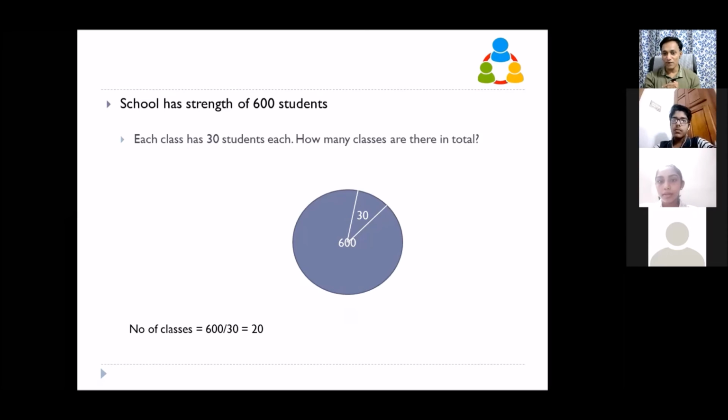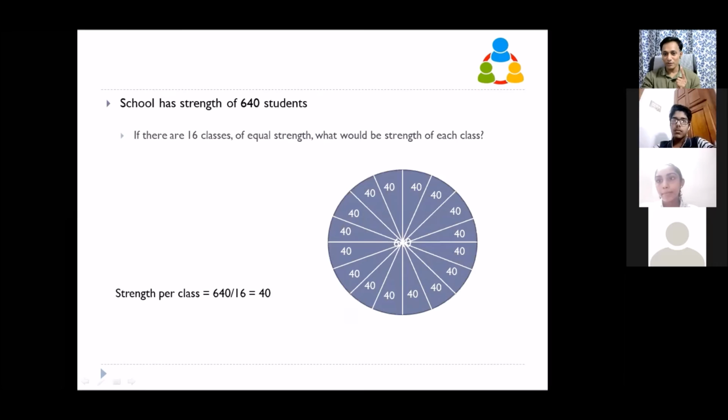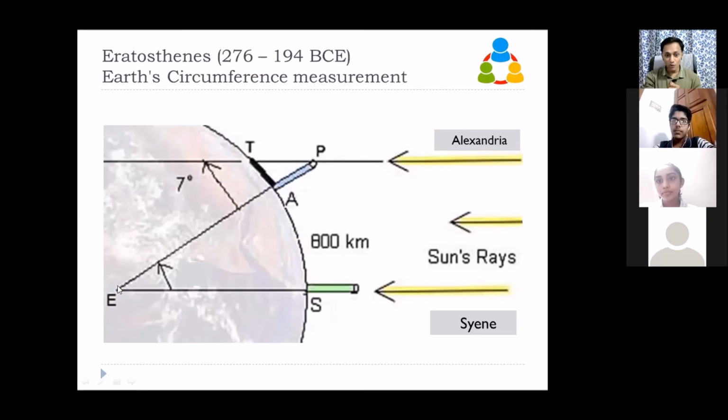All you have to find out here is how many such cones are there in this whole circle. If it is 10, 10 into 800. If it is 20, 20 into 800. If it is 30, 30 into 800. Do you get that? What is circumference? Circumference is like this, how many cones are there? That is why he traveled 800 kilometers to measure this angle, to know the size of this piece compared to the whole circle.